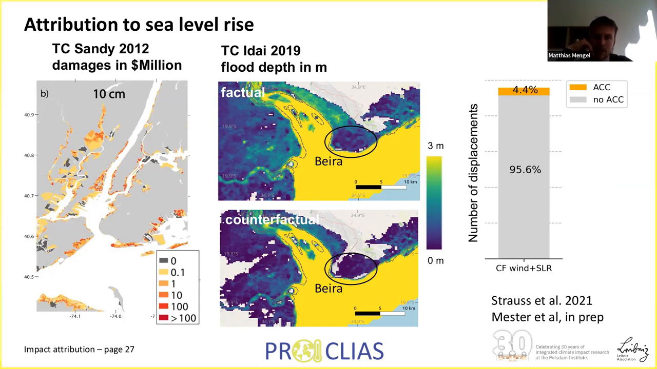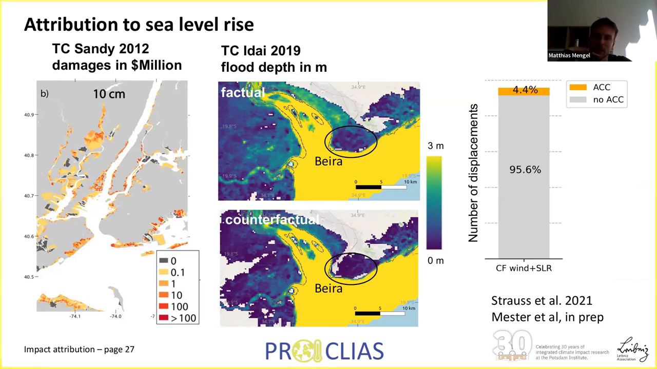The upper panel is the factual, the lower the counterfactual. You can see here a difference of flood depth, but also of flood area. From that, you can now combine it with different exposure indicators, for example with population, with the assets in this area, or diverse other such indicators.